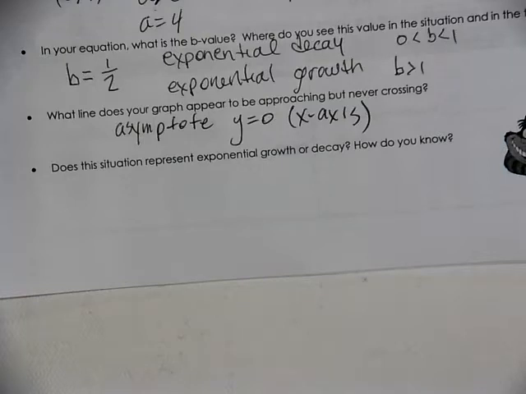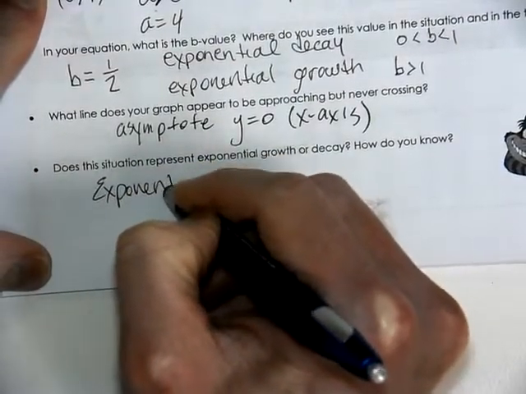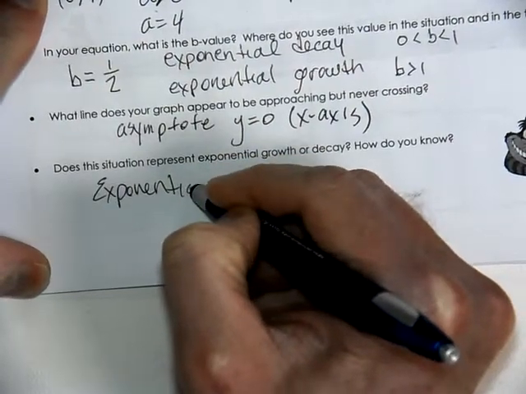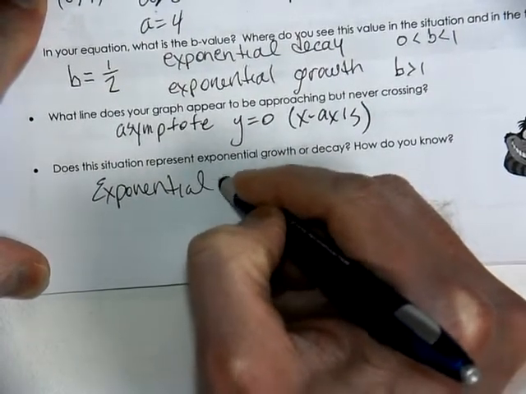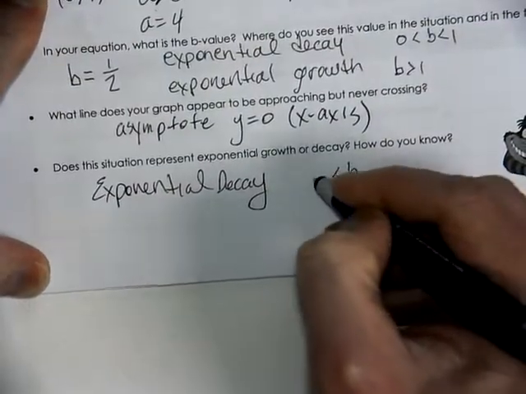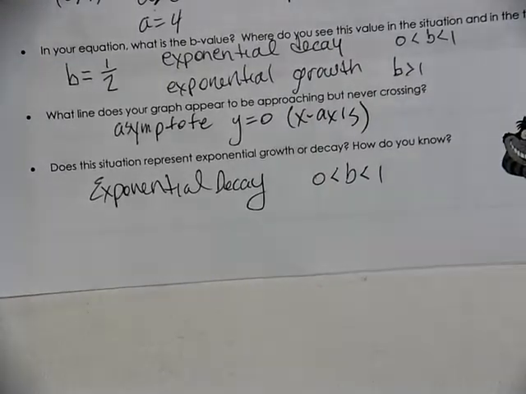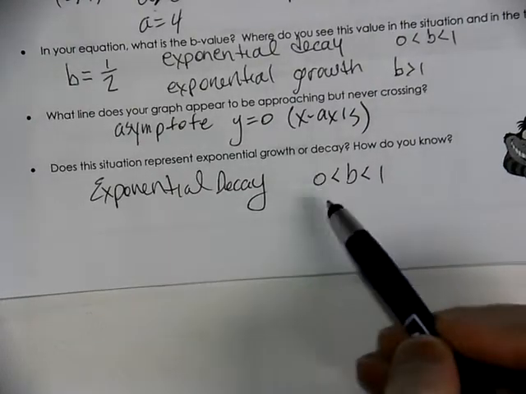Does this situation represent exponential growth or exponential decay? As we stated before, it's exponential decay, because the b value is greater than 0, but it's less than 1. The b value was a half. The common multiple, the common ratio was a half.